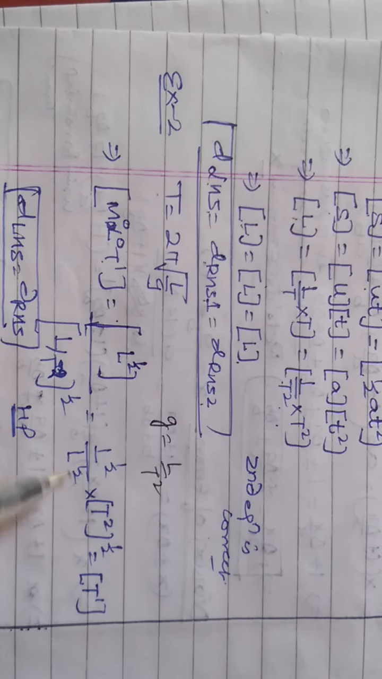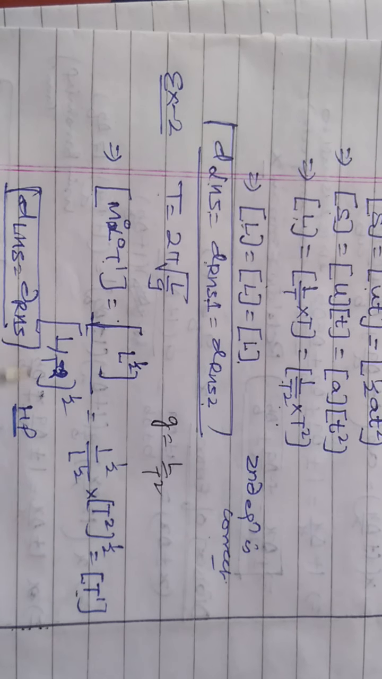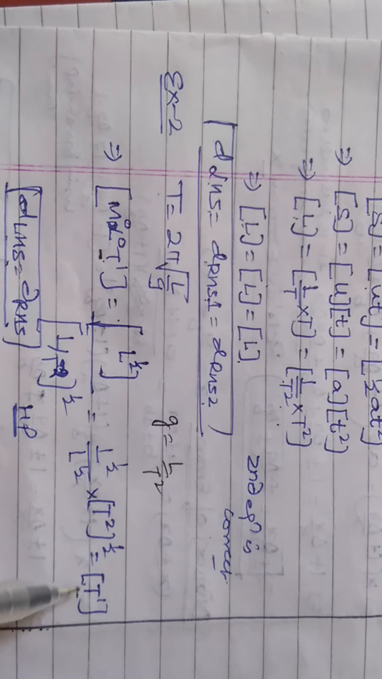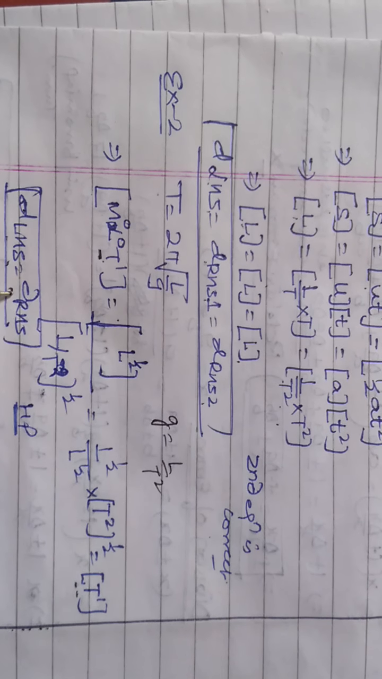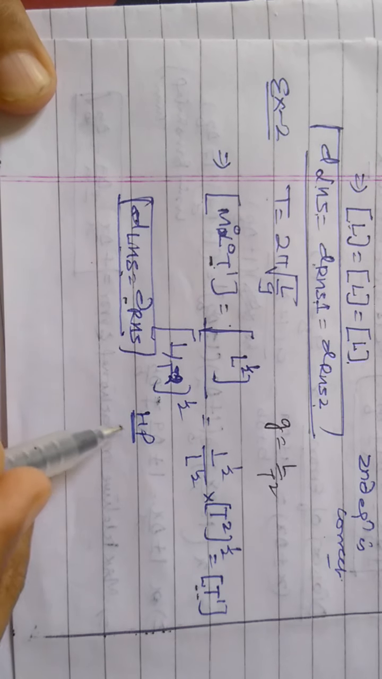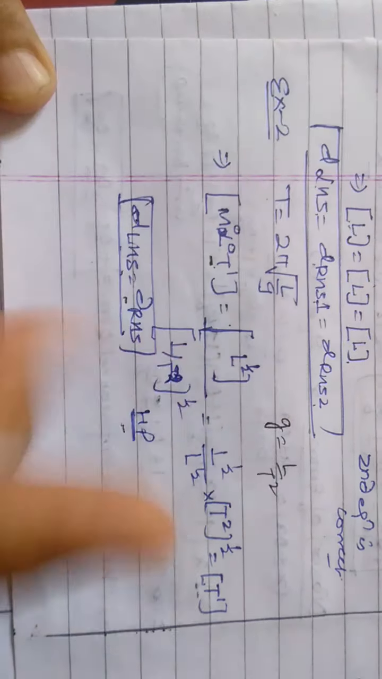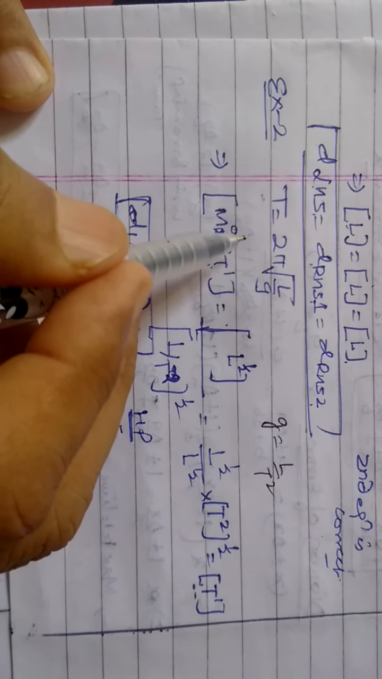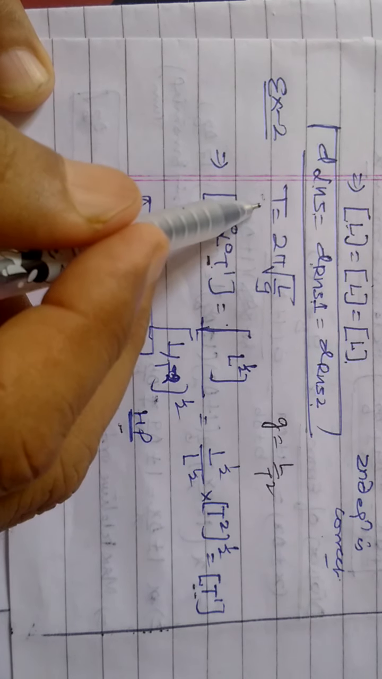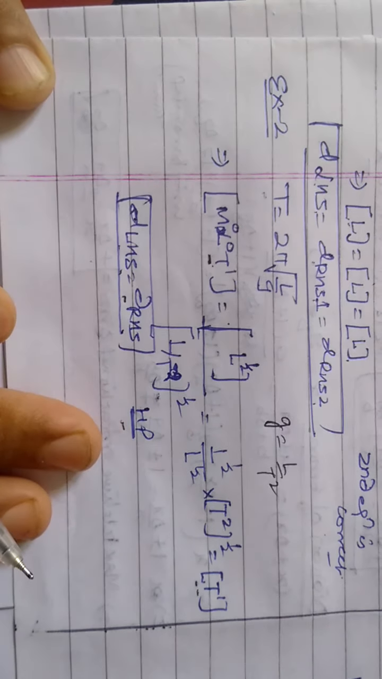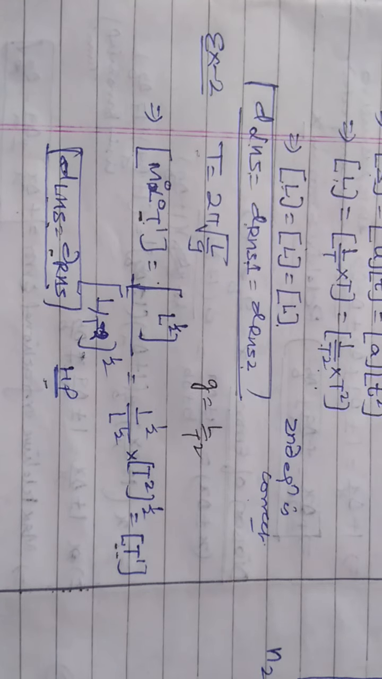This will cancel out and we get T. Means the dimension of the left hand side, that is T, is equal to the dimensions of the right hand side, T. Both are equal, so we can say the given formula is correct. Means the time period of a simple pendulum can be given as T is equal to 2 pi square root of L upon G. That is the correct formula of it. Thank you very much for your kind cooperation.